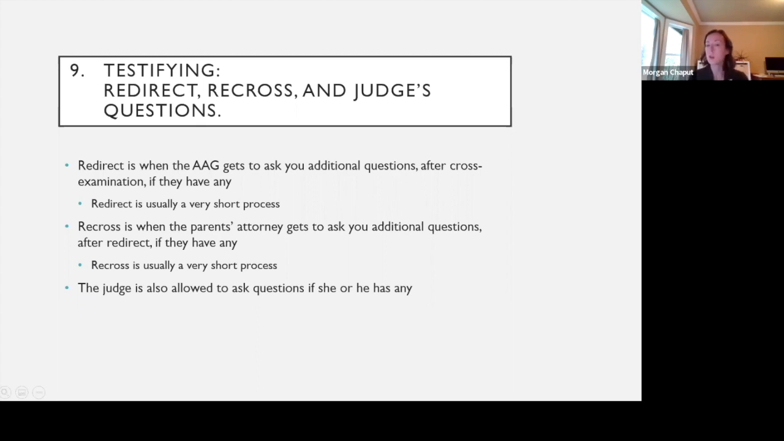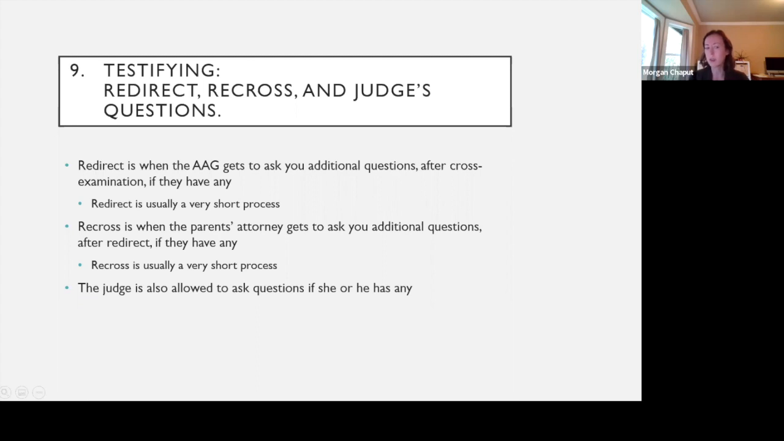Usually it's pretty short, especially for you as an advocate. And then it goes back to the parents' attorneys for recross if they have any other questions. It's also a very short process usually. So it honestly ping pongs back and forth like this and gets a little bit shorter in duration each time. With an advocate, I wouldn't expect testimony to go back and forth more than twice, because usually it's pretty straightforward. Then the judge is allowed to ask questions.